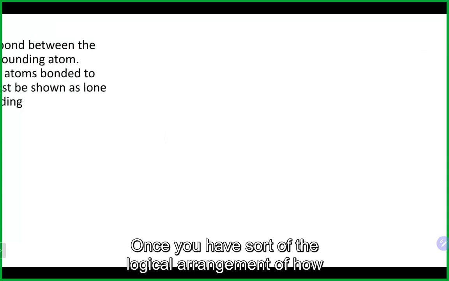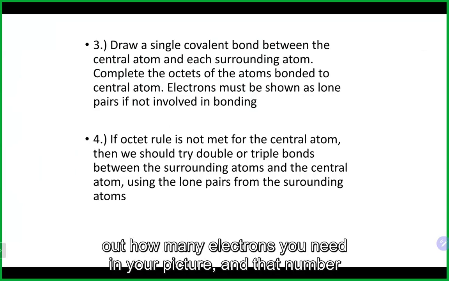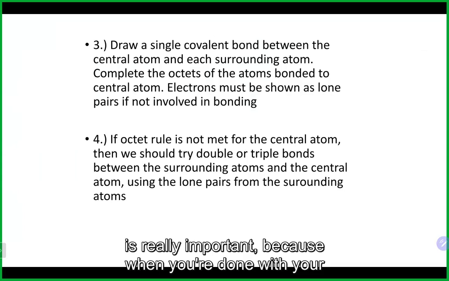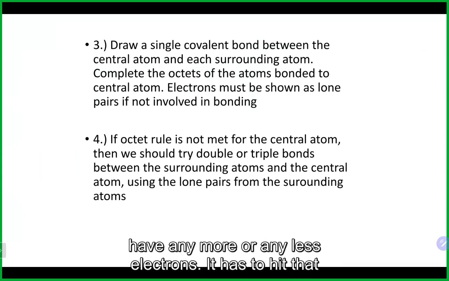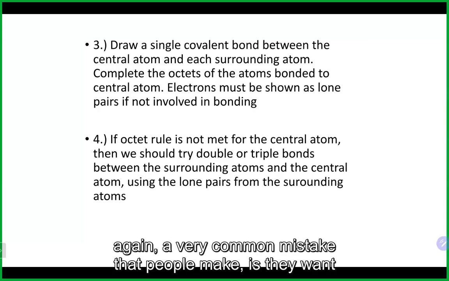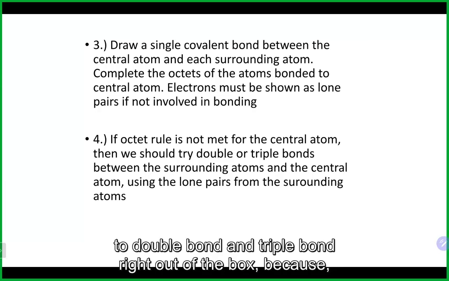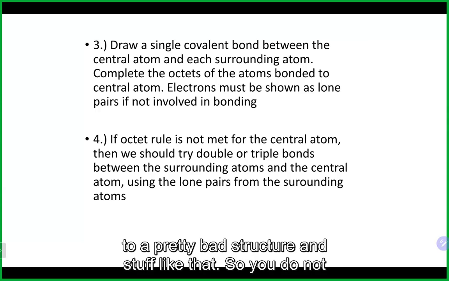Once you have the logical arrangement of how everything should be put together, and once you figure out how many electrons you need in your picture, that number is really important because when you're done with your picture, you've got to hit that number on the nose. You can't have any more or any less electrons. It has to hit that exact number. A very common mistake that people make is they want to double bond and triple bond right out of the box because it looks more chemistry-like, and that usually leads you to a pretty bad structure.